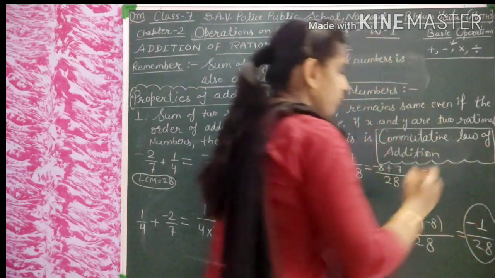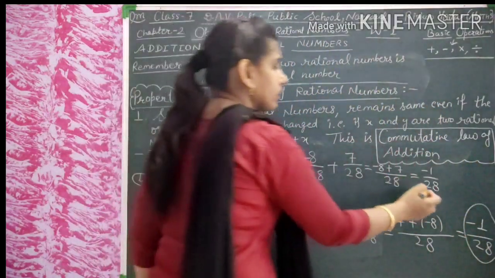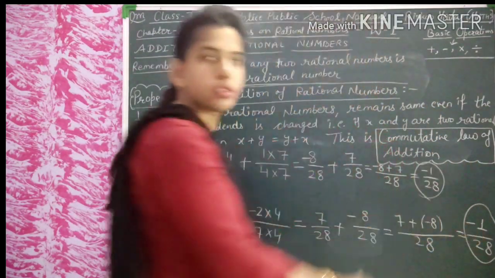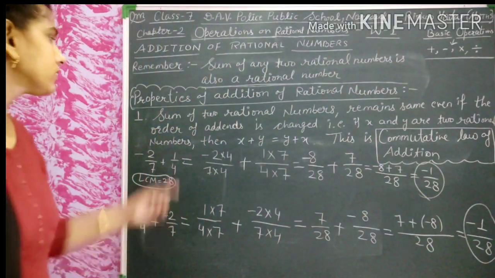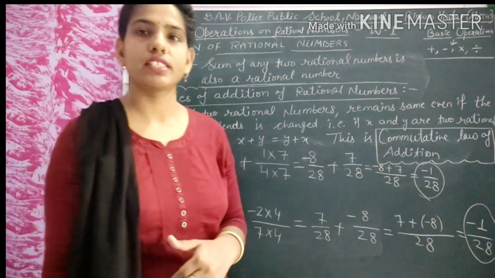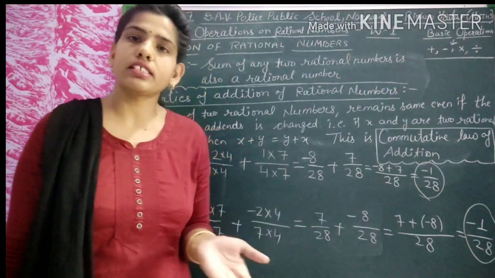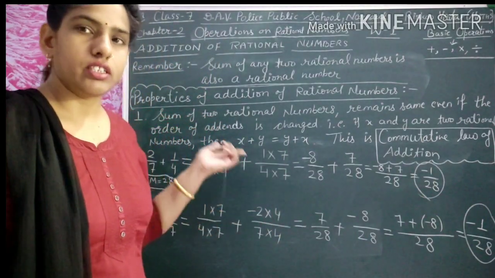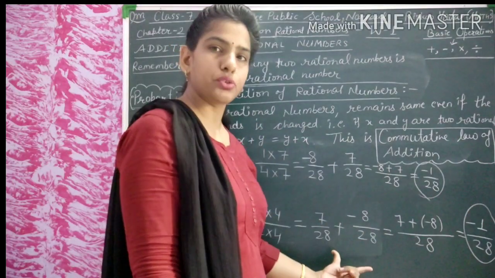Yes, students, you are looking here that both answers are the same. It means property 1 says that if we change the order of addends, then the sum remains the same. Yes. Is it clear to students?